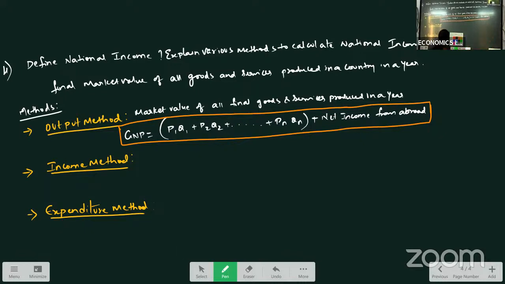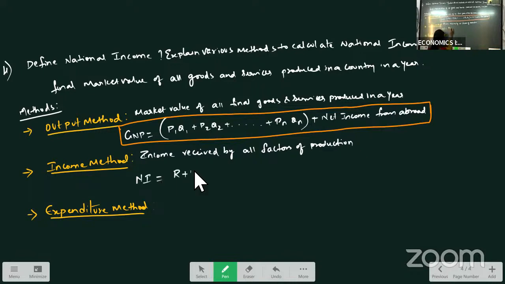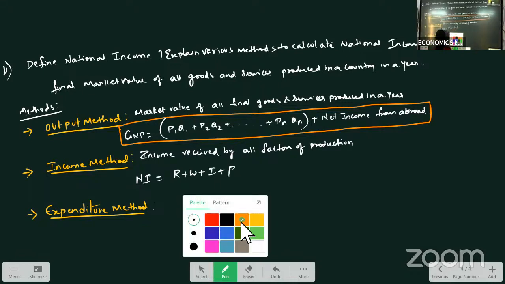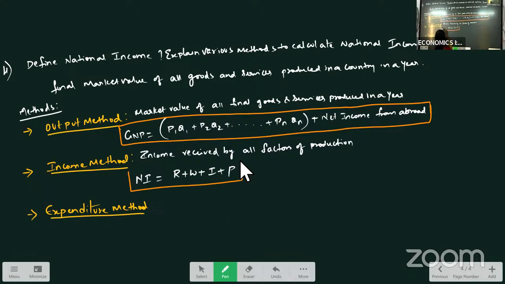Next, coming to the income method. This is income received by all factors of production in the form of rent, wages, interest, and profit. So the formula will be: national income is equal to rent plus wages plus interest plus profit. So this is the formula to calculate using the income method.